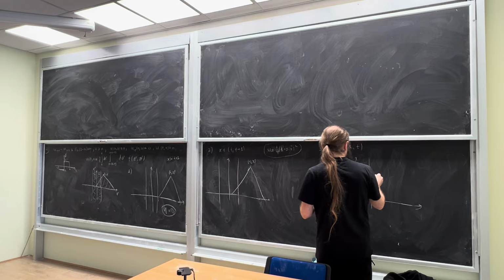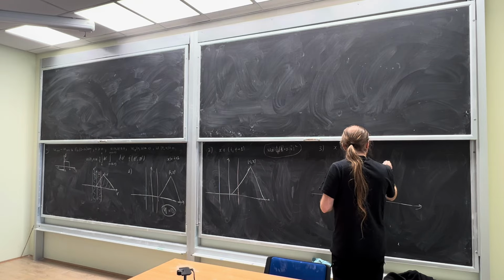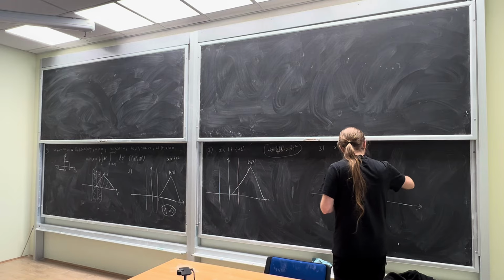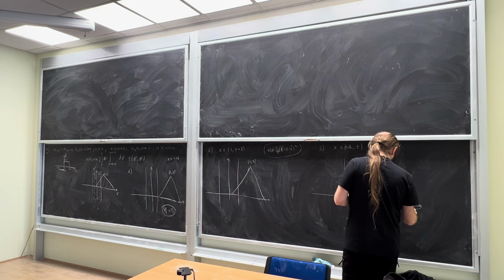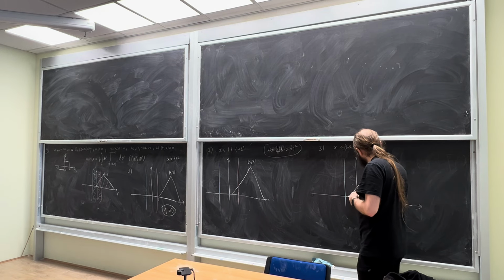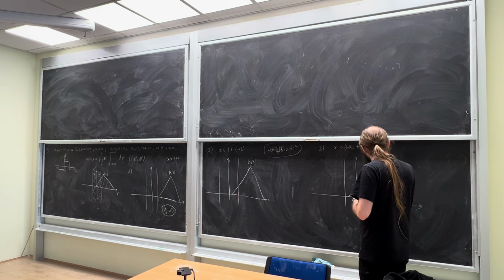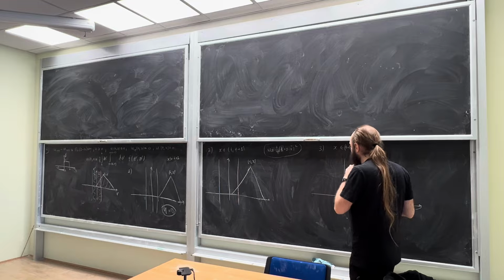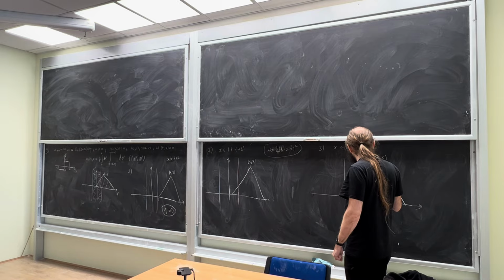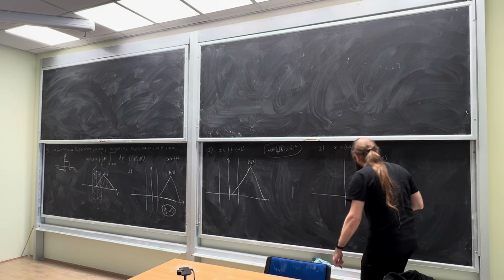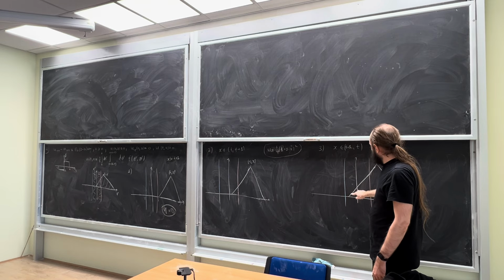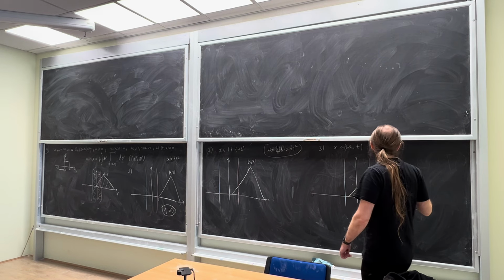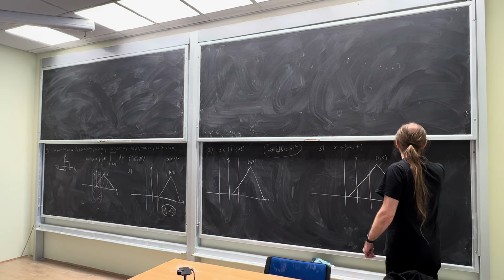So this corresponds to the configuration of this. So this part grows linearly. And this part decays quadratically in the same way. So here we can write something like this.